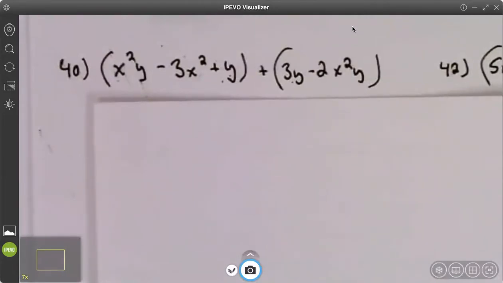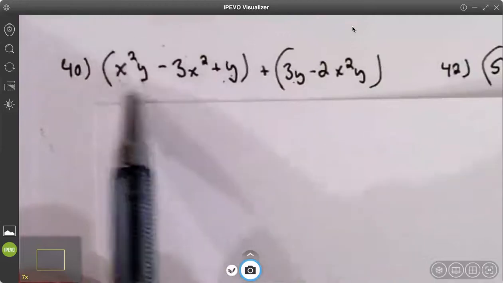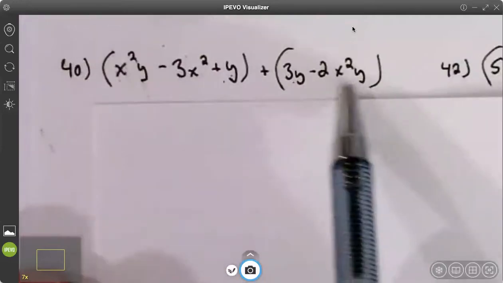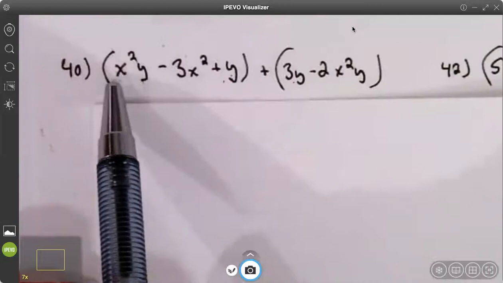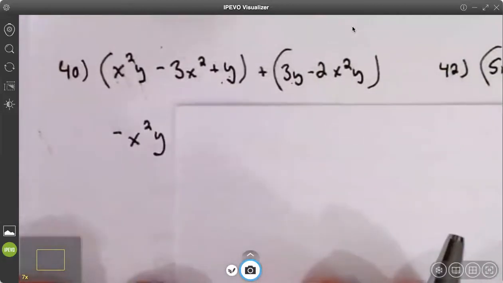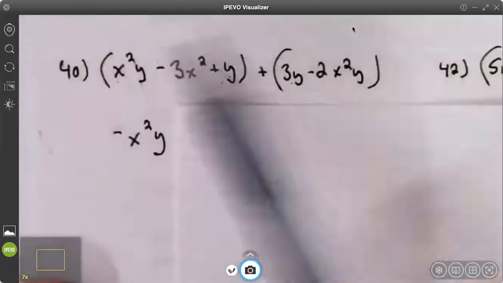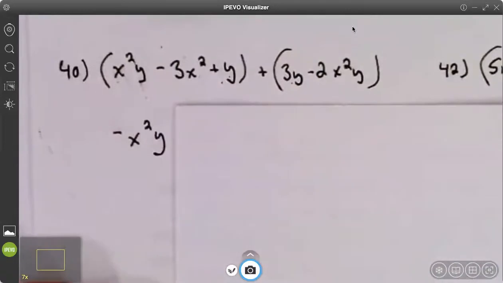It helps if you can identify the like term with the highest degree first. X squared y has a degree of 3. There's another x squared y right here. So I have 1 x squared y combined with negative 2 x squared y, which gives me negative 1 x squared y. I could mark out that one if I wanted to.